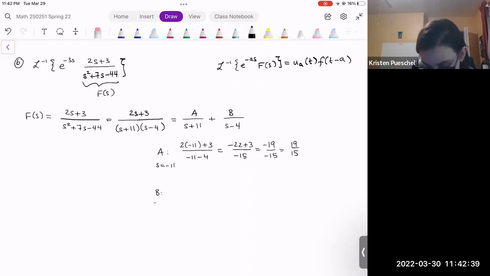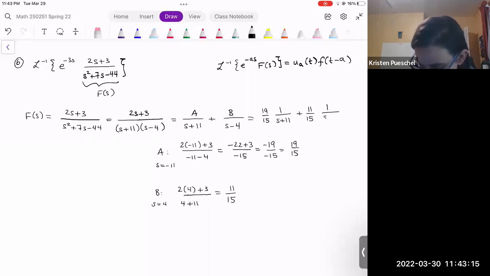To find B, this is also probably going to be a little ugly. We're going to have 2 times 4 plus 3 over 4 plus 11. Okay, and so that's going to be 8 plus 3, which is 11, over 15. So we found a partial fraction decomposition for F of s. We had 19/15 times 1 over (s plus 11) plus 11/15 times 1 over (s minus 4). And now we are all set and ready to take the inverse Laplace transform.